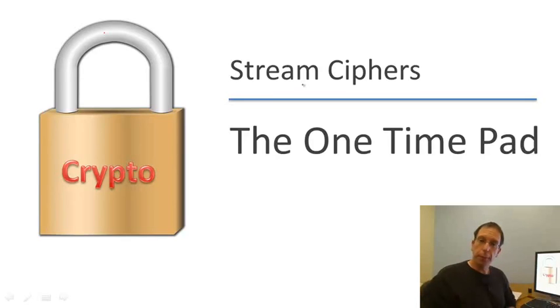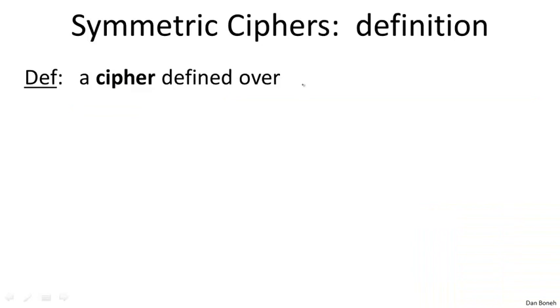Now that we've seen a few examples of historic ciphers, all of which are badly broken, we're going to switch gears and talk about ciphers that are much better designed. But before we do that, I want to first of all define more precisely what a cipher is.